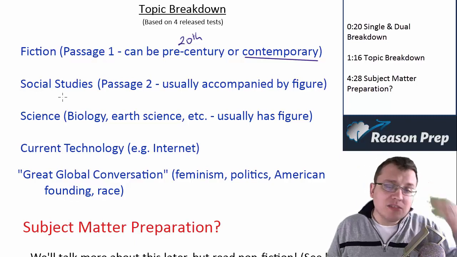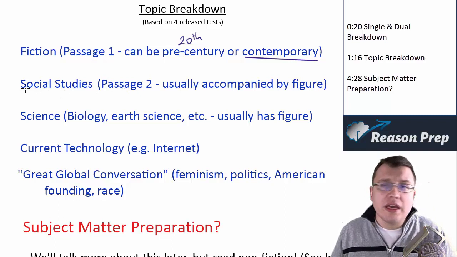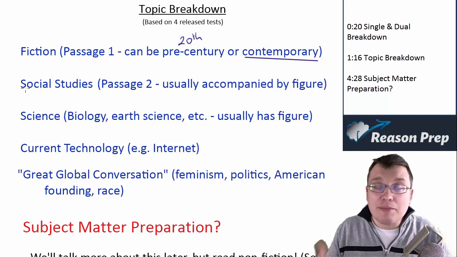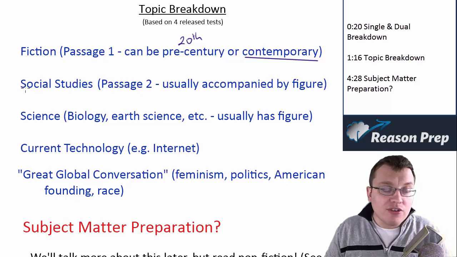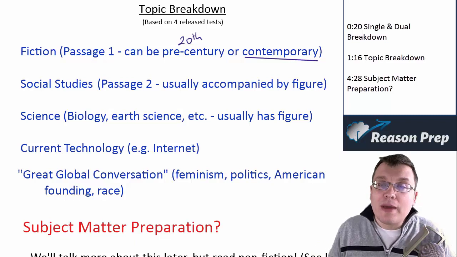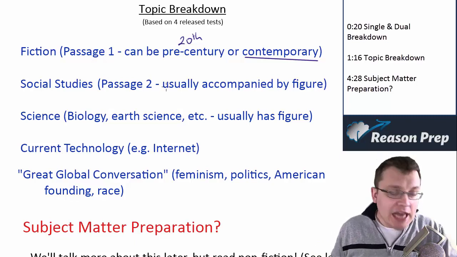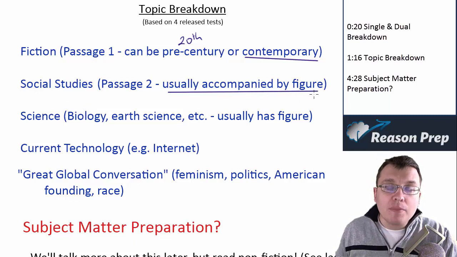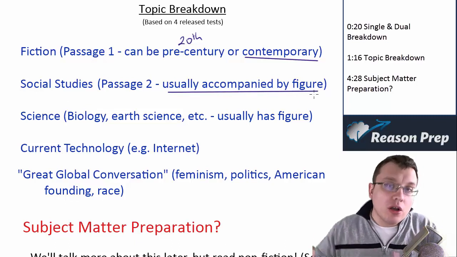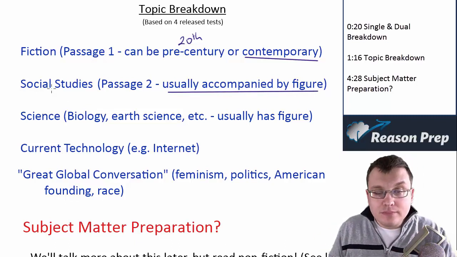Passage 2 typically has been social studies, so it could be economics, it could be about cities and demographics, it could be about different social groups, whatever it might be. It's about contemporary social studies, and it's usually, at least so far, been accompanied by a figure, a graph or a chart, which is going to have questions at the end of it.